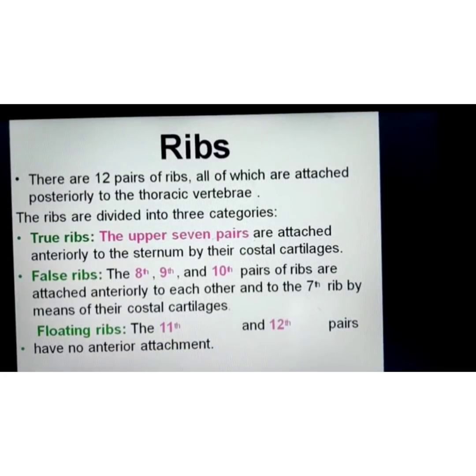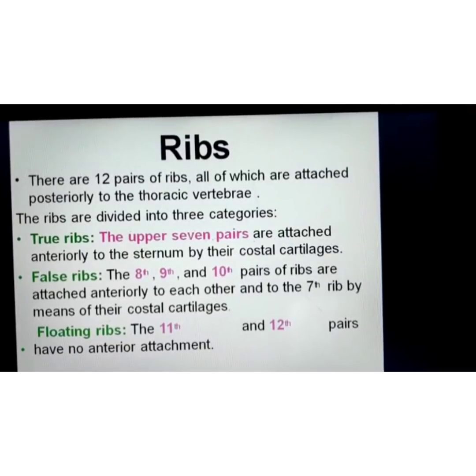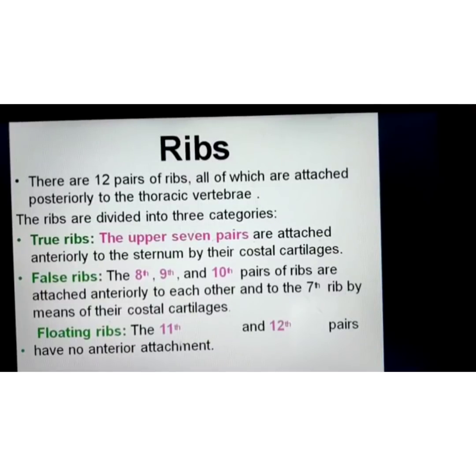Then we have false ribs. The 8th, 9th and 10th pairs of ribs are attached anteriorly to each other and to the 7th rib by means of their costal cartilages. They are known as the false ribs. Then we have floating ribs. The 11th and 12th pairs have no anterior attachment.